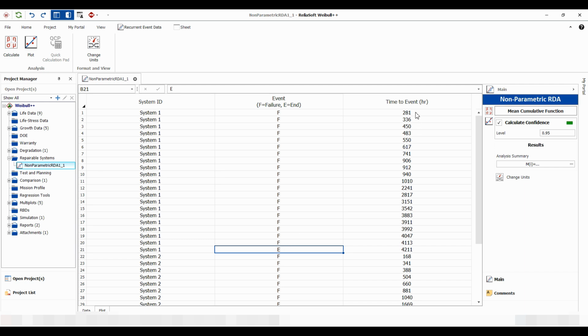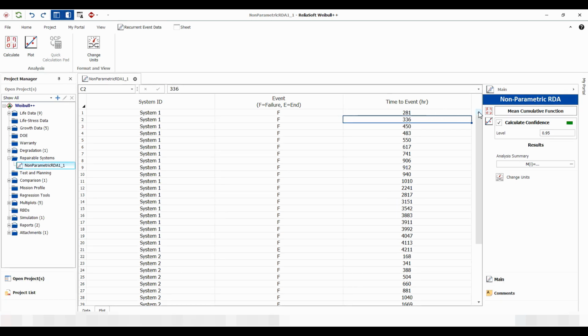In the third column, we have the calendar data. For example, for system 1, the first failure occurred at 281 hours. The second failure, still for system 1, occurred at 336, and so on. The same thing is repeated, obviously with different numbers, for system 2.